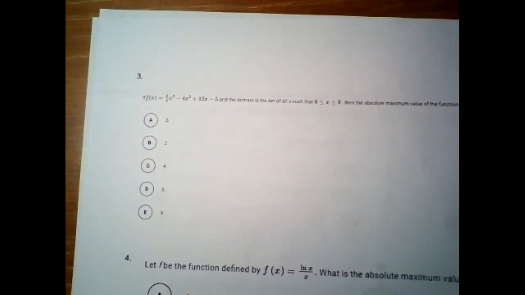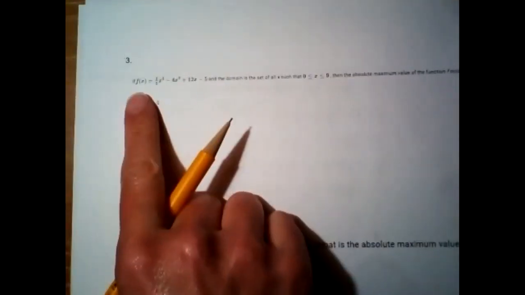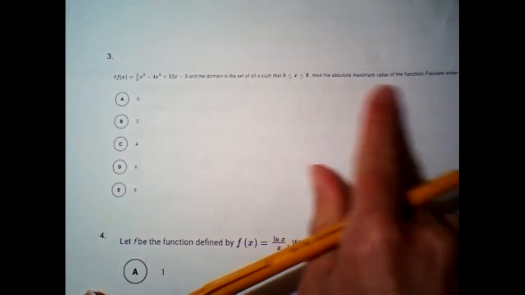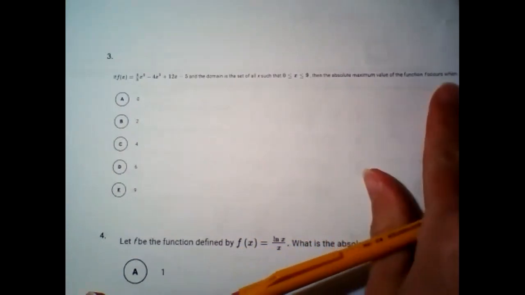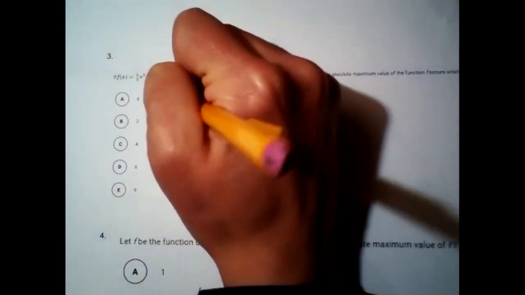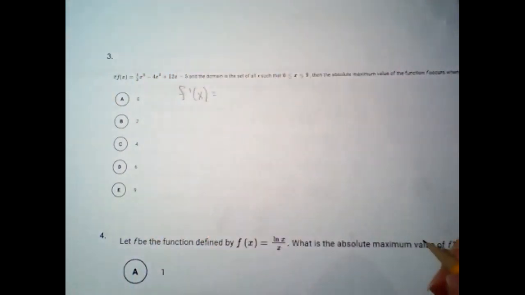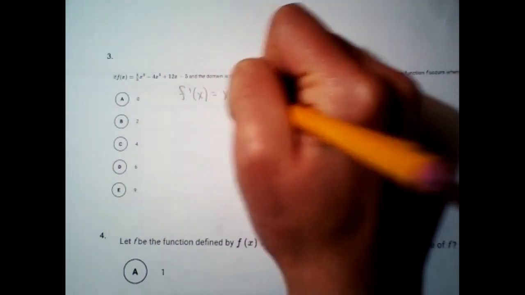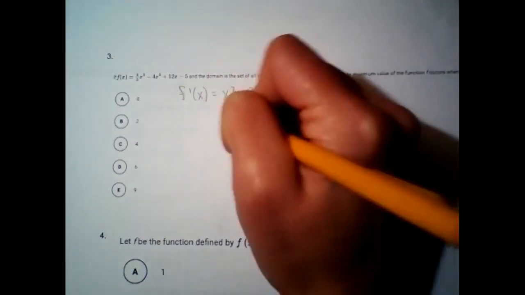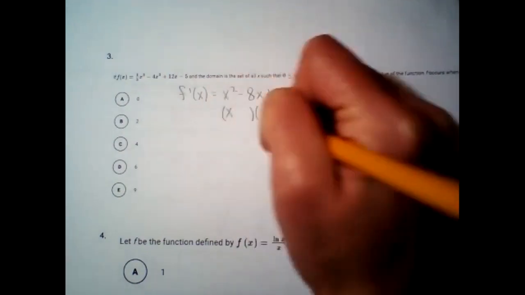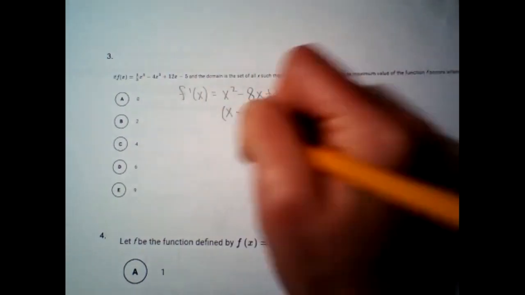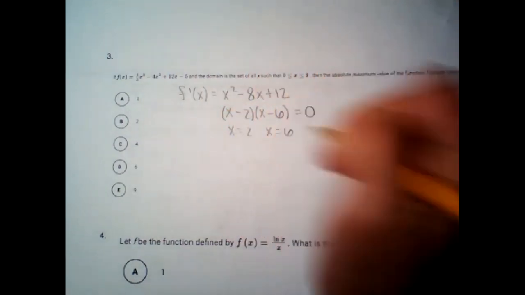Right, so number 3, here's our function. We have an interval from 0 to 9. We want the absolute maximum value of the function occurs when x equals what? And so we're going to need our critical points. So I'm going to find the derivative. Derivative would be x squared minus 8x plus 12. And so if we factor that, we'll have x minus 2, x minus 6. We're setting this equal to 0 to get our critical points. And so our critical points are 2 and 6.